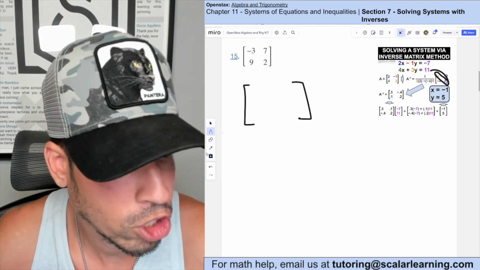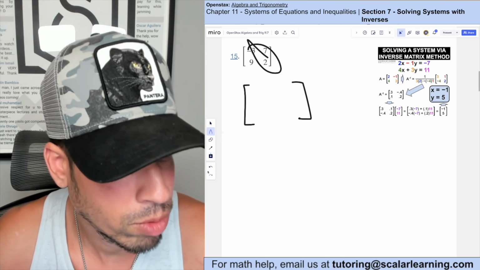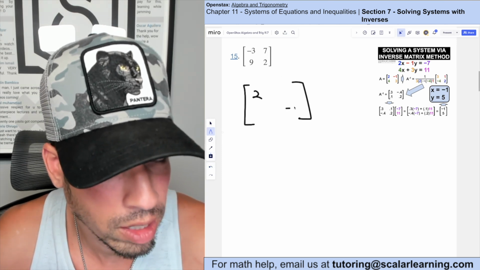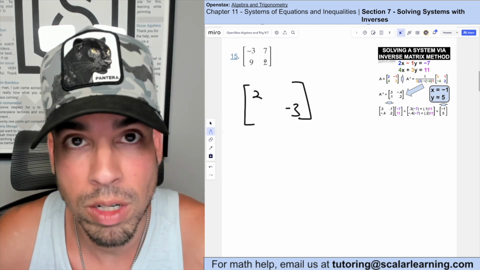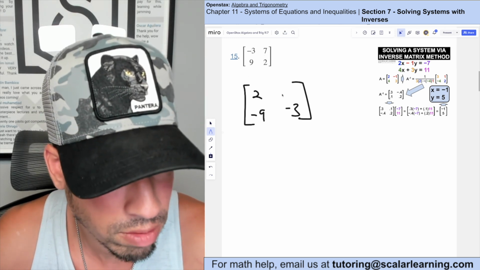Those two, those just change positions. So that's negative 3 and 2. So we got 2 and negative 3. And then these two, we're going to flip their signs. So they're both going to go negative in this case.